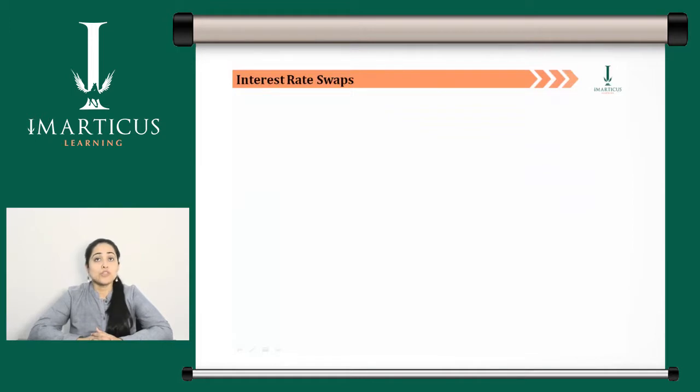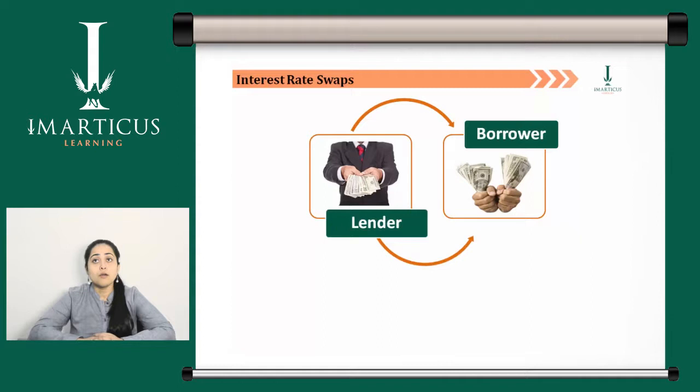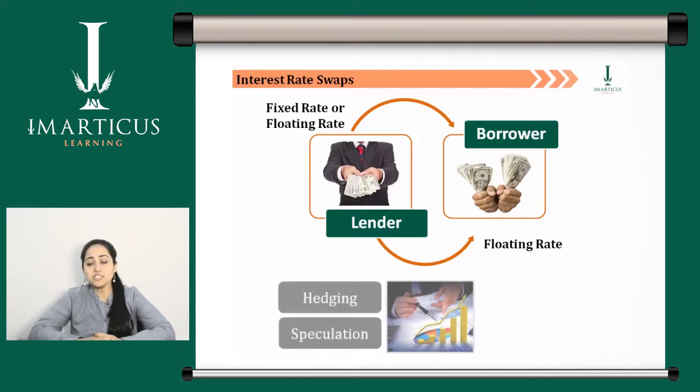Let us begin with one of the most popular types of swap, which is interest rate swaps. An interest rate swap or IRS is a financial derivative instrument in which two parties agree to exchange interest rate cash flows based on a specified notional amount from a fixed rate to a floating rate, or vice versa, or from one floating rate to another. Interest rate swaps can be used for both hedging and speculating. Interest rate swaps have become an integral part of the fixed income market.